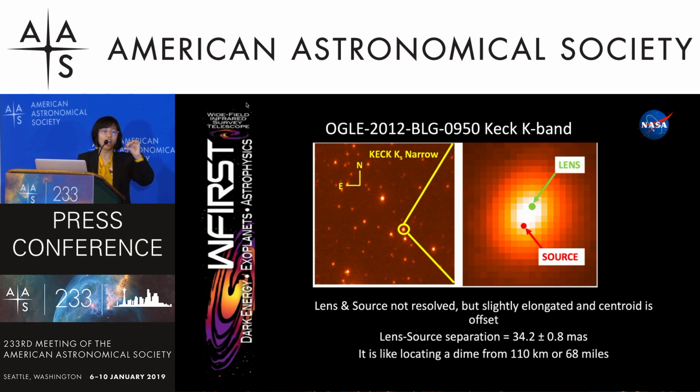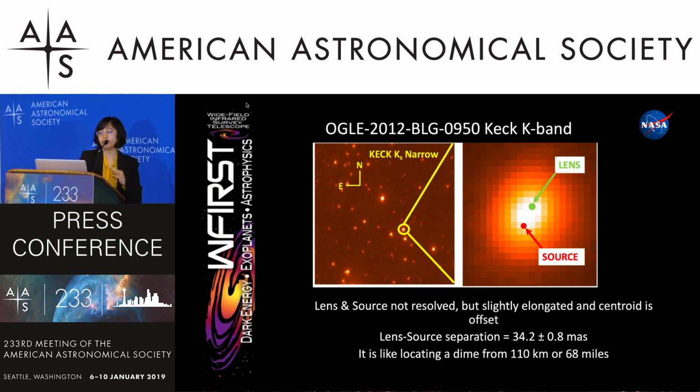So I'm over here holding this dime, and you're on top of Mount Rainier, and you're able to locate this dime from Mount Rainier to here. So that's how small it is, and that is a really difficult thing to do. So for that, we really had to understand the Keck images very well.